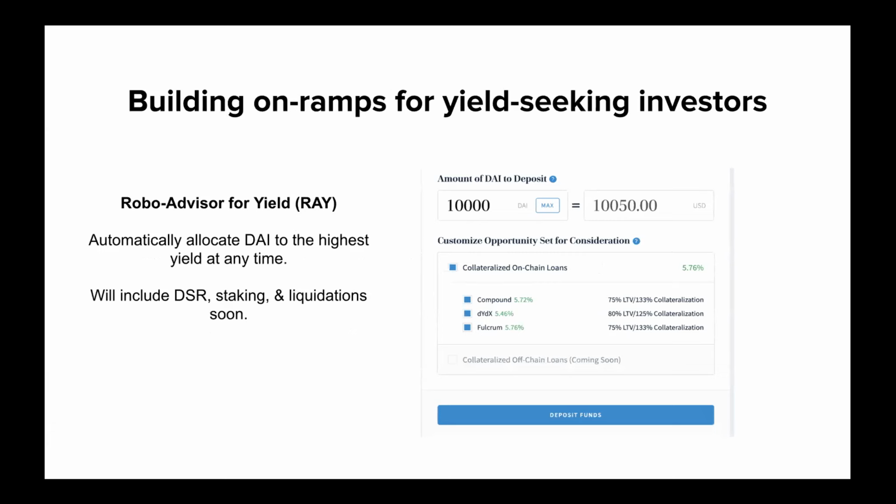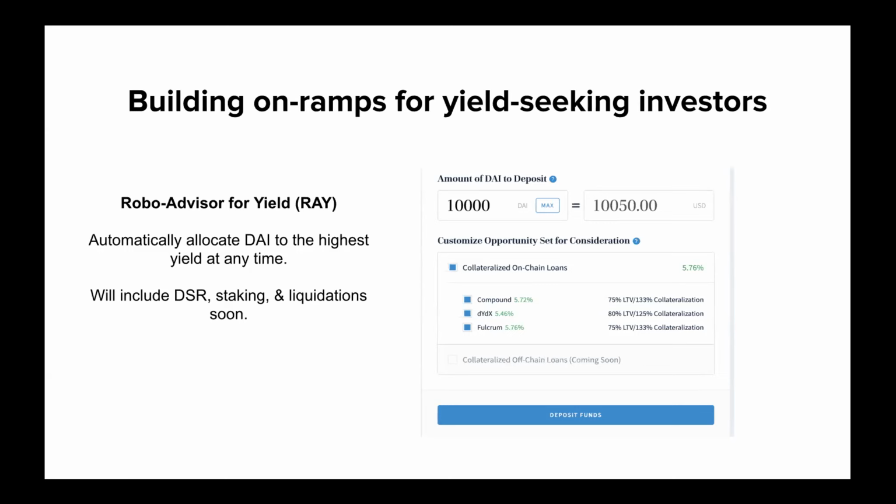Okay, and so just in terms of on-ramps, here's what we do at Stake. We have a product for Dai, and soon multi-collateral Dai, that automatically allocates Dai to the highest yield at any time. We call it a robo-advisor for yield. It effectively performs this opportunity for you. We look at things like Compound, dYdX, and Fulcrum, monitor yields for what's the highest, and automatically move assets via smart contract. So you keep custody of assets and it moves automatically to whatever yields the highest.